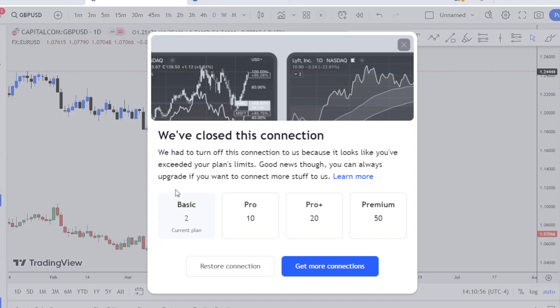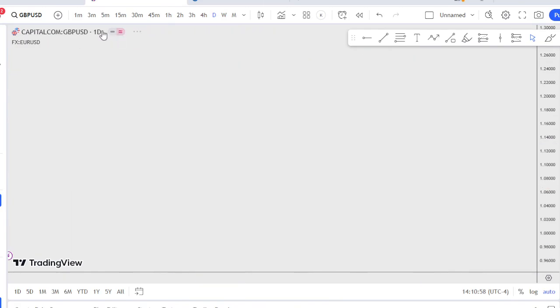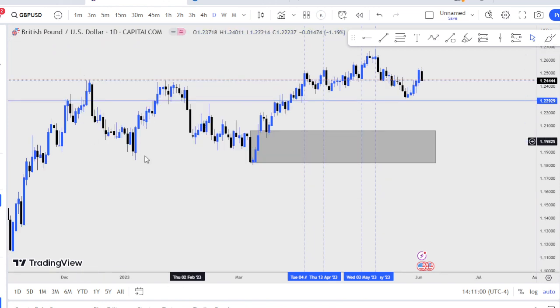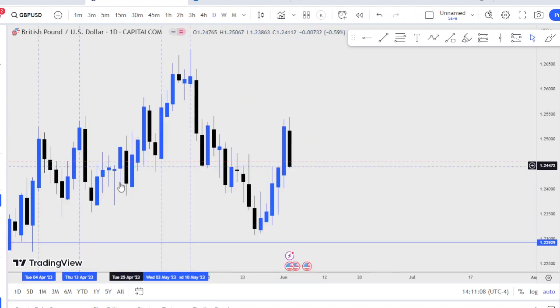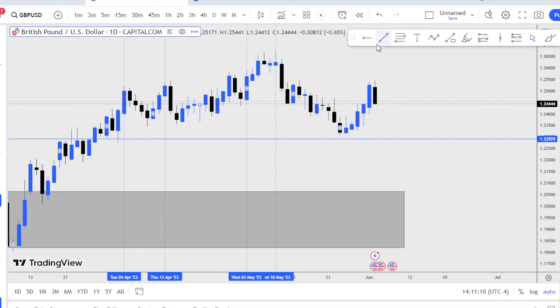On the GBP USD, let me just remove these correlations. On the GBP USD pair, you can just see that this market did not reach this weekly order block, because we were clearing the liquidity that was just sitting on this area, on this trend line liquidity.